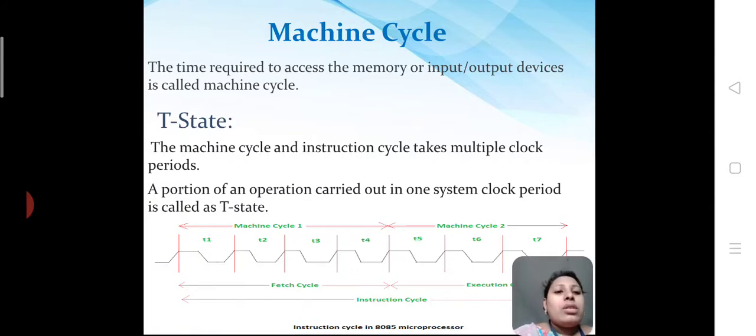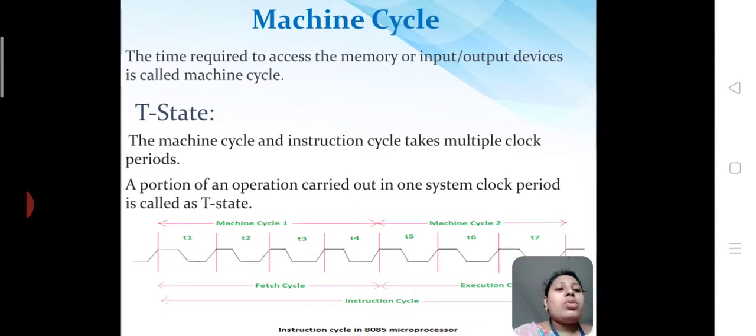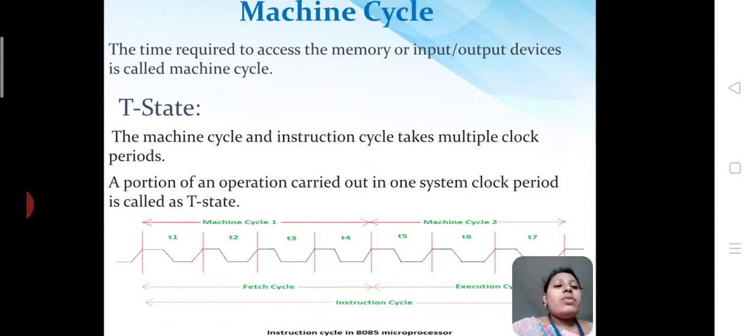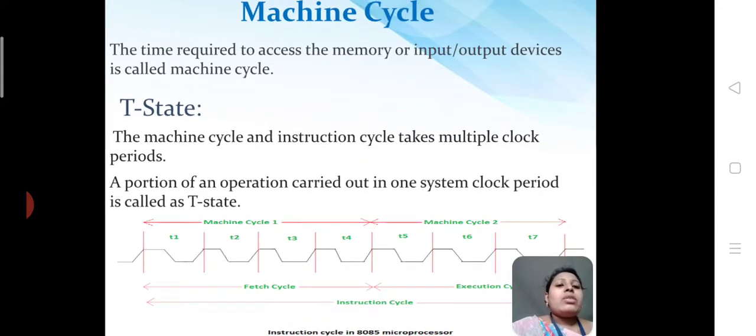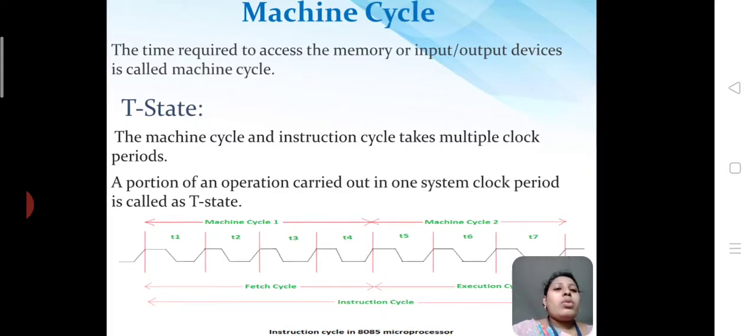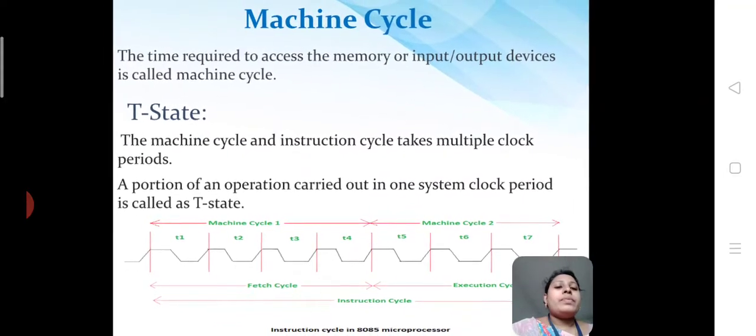For an instruction cycle we have two cycles, the fetch cycle and the execution cycle. Here the fetch cycle has 4 clock periods and the execution cycle has 3 clock periods. One fetch cycle and one execution cycle each take one machine cycle. The fetch cycle takes one machine cycle, and the execution cycle takes another machine cycle. In total we have 7 T-states. So this is about the machine cycle.